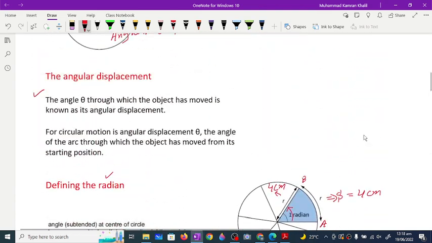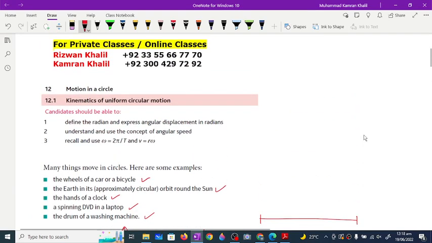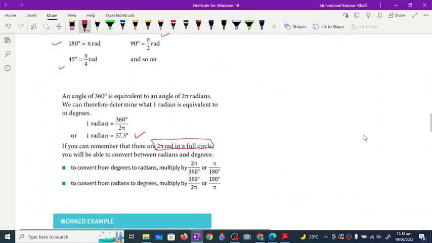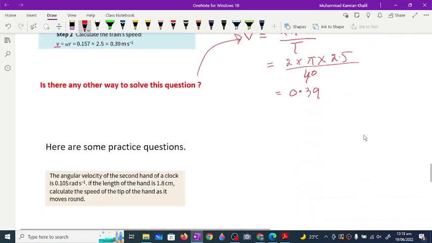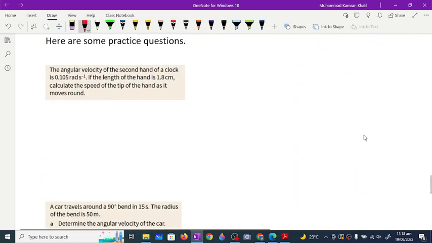Now we will recall and use omega equal to 2 pi by T, and v equal to r omega. Now we will move towards some practice questions. The angular velocity of a hand clock is omega. The value of omega is given, that is equal to 0.105 radian per second.